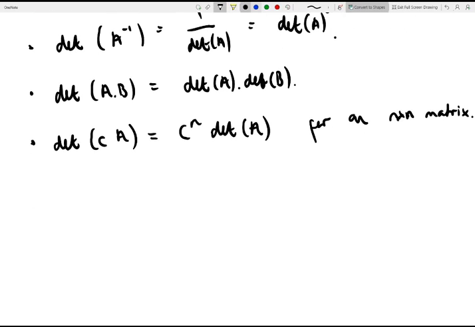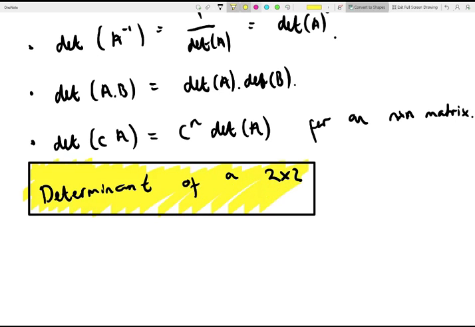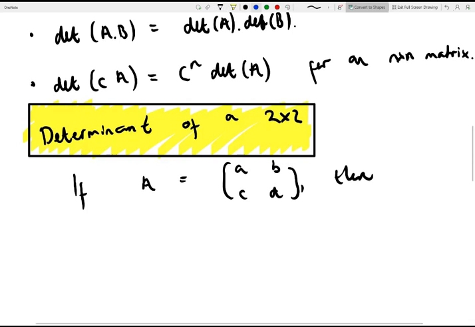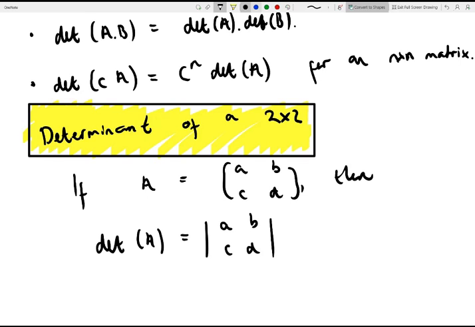So let's have a look at the determinant of a 2 by 2. If A is the matrix A, B, C, and D, then the determinant of A, det A as we call it, is AD minus BC.